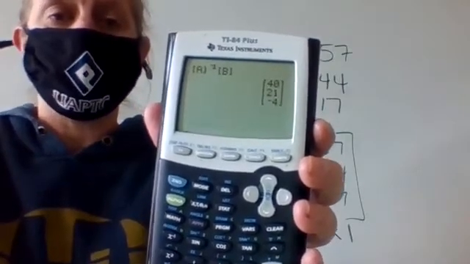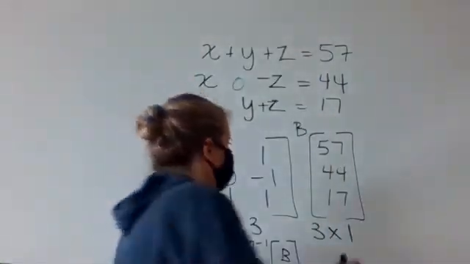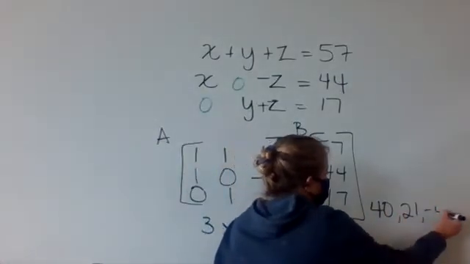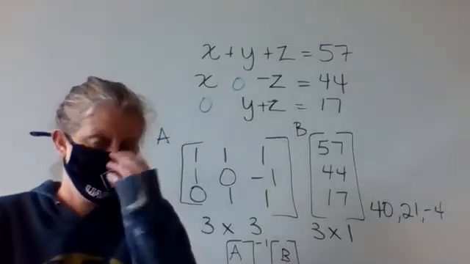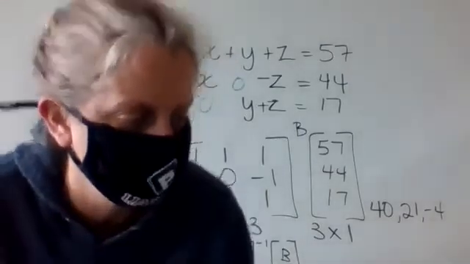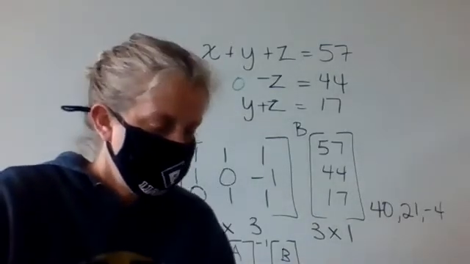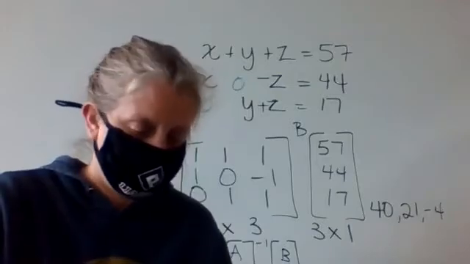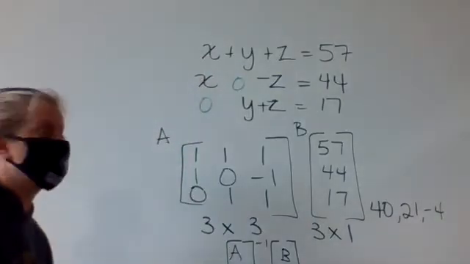So your numbers would be 40, 21, and -4 for your answers. Okay? All right, the last one is going to be another matrix problem or a systems of equations problem.